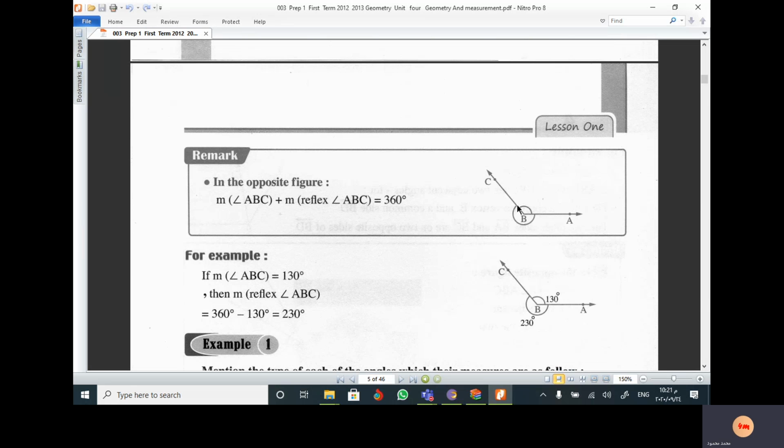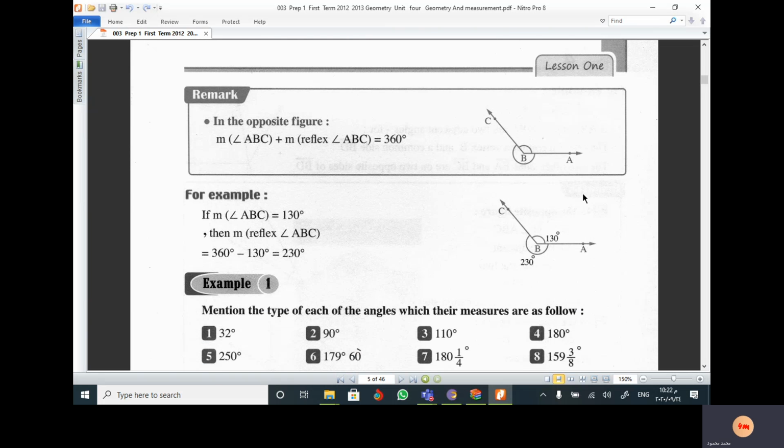In the opposite figure, the measure of angle ABC plus the measure of angle ABC reflex equals 360. The sum of the two angles equals 360. Angle ABC is 130, so its reflex equals 360 minus 130, equal 230.